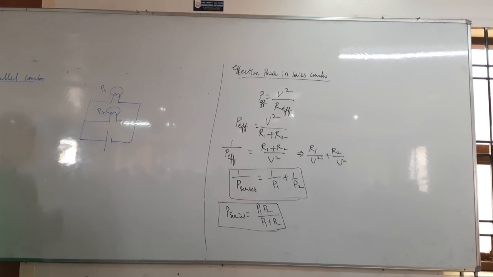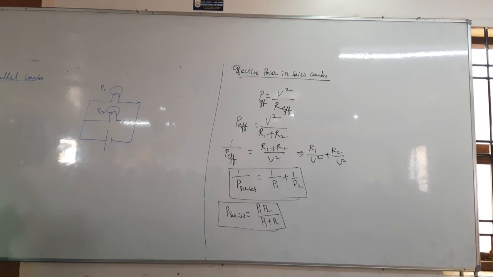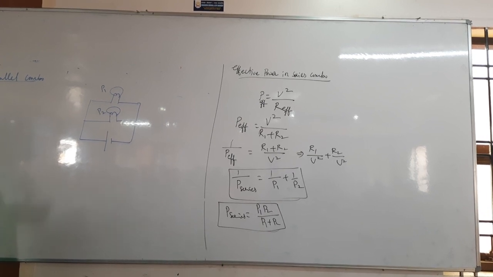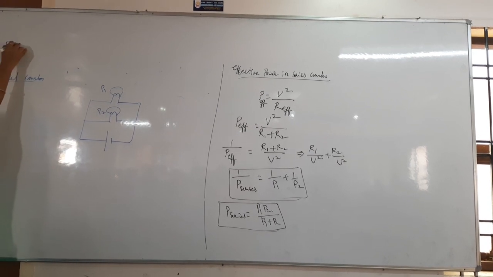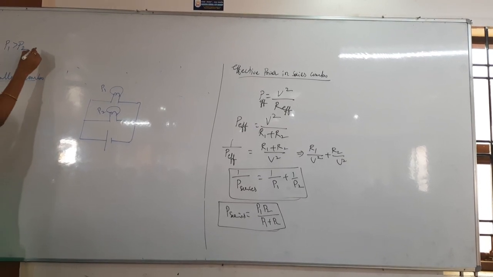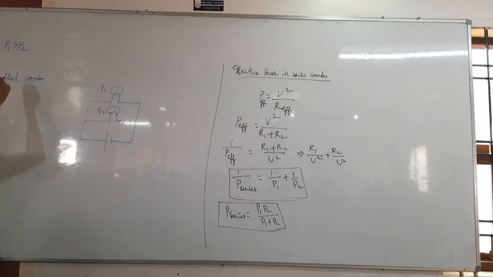Now I have taken the bulbs in parallel combination. We will see which will glow more. Effective power is easy to calculate, but which will consume more power, we will see. For that, first of all, we know the relation already. P1 greater than P2, rated power P1 is greater than P2, which means resistance R1 is lesser than R2. Just by the ratings only I said that.